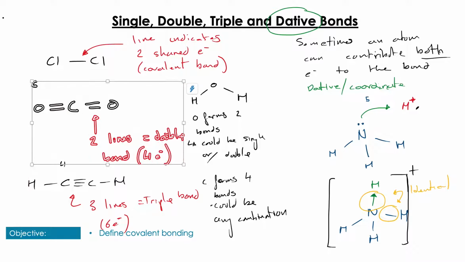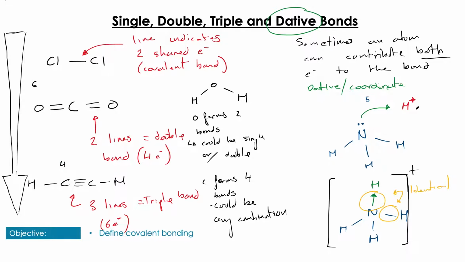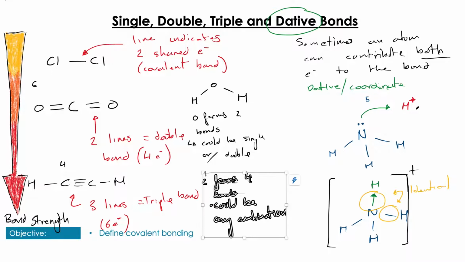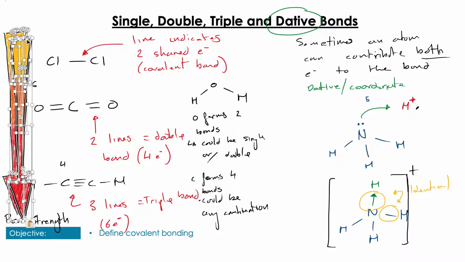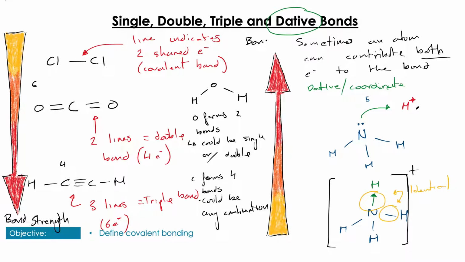has a charge. Now, the bonds get stronger as we go from single, double to triple bonds, so we get an increasing bond strength. However, we get the opposite when we look at the length. We get a decreasing bond length as we go from single, double to triple.